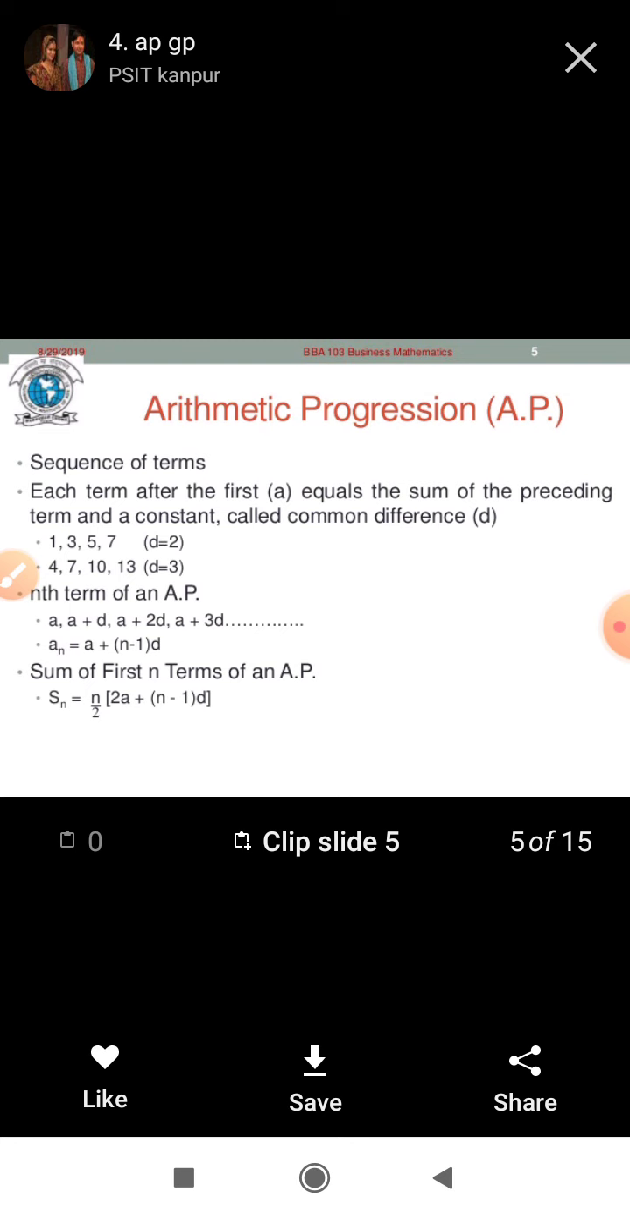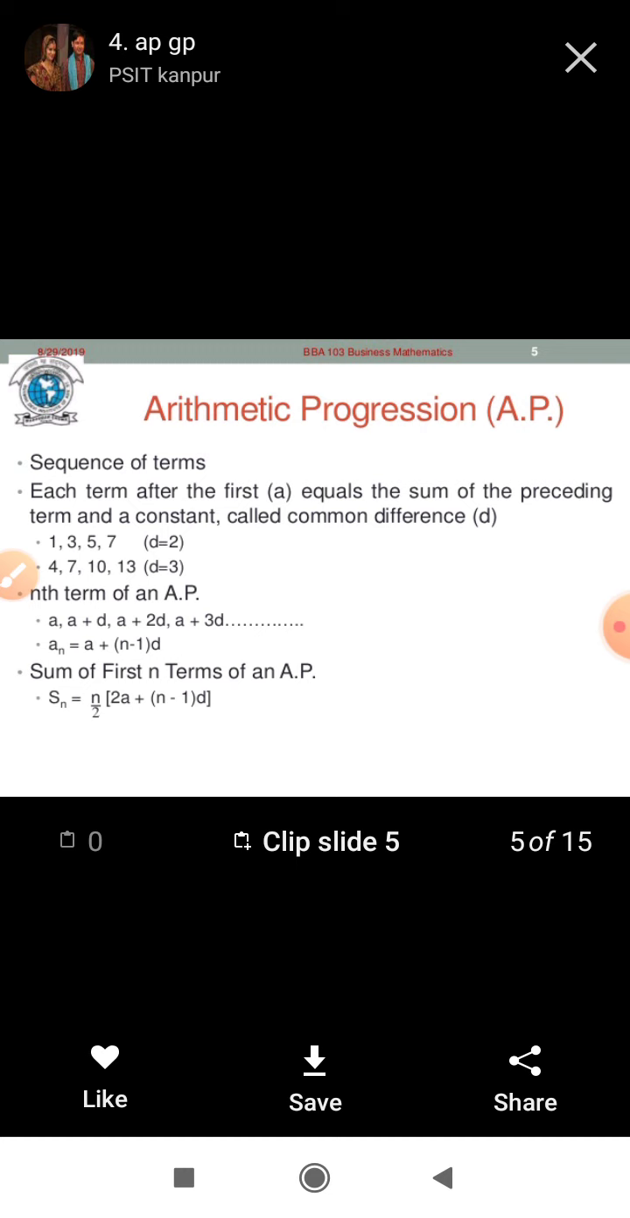an. Now arithmetic progression. The definition of arithmetic progression: a sequence of terms in which each term after the first term equals the sum of the preceding term and a constant called the common difference D. Here the difference between two consecutive terms is always the same, that is 2. 1, 3, 5, 7. So 3 minus 1 is equal to 2, again 5 minus 3 is 2, 7 minus 5 is again 2. Such a type of common difference is called arithmetic progression.